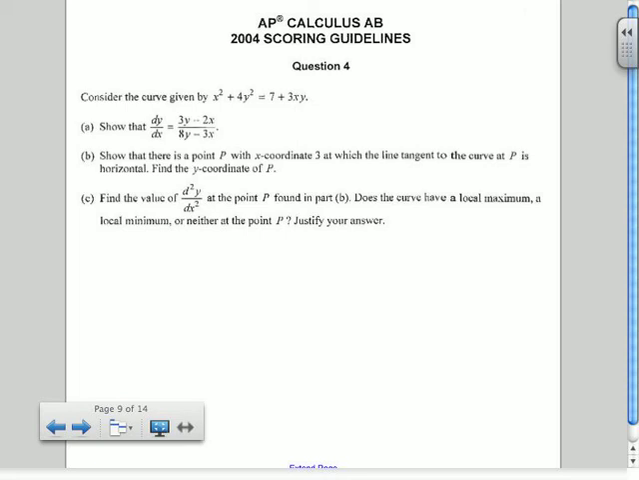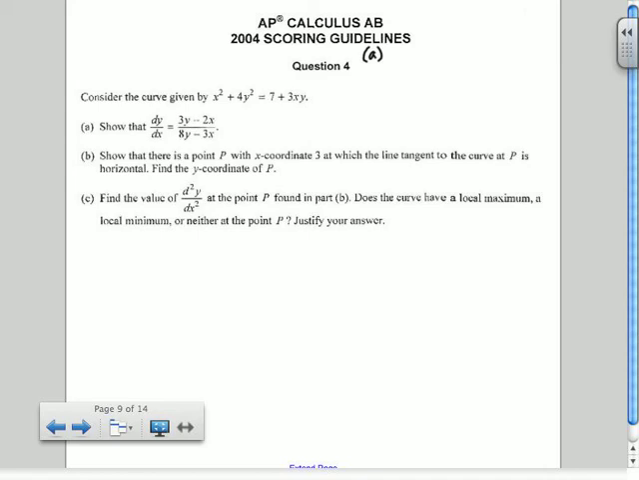Okay, the AP exam does this pretty often where you have to verify that something's true, so you have to derive it. The reason they do this is so that you can use this later on in the rest of the question without necessarily having to get all of A correct. All right, so part A. If I'm going to verify that dy over dx equals all of this, I need to differentiate implicitly. And the reason I know that is because I have a 4y squared and a 3xy, so there isn't really a nice way to isolate y to get it by itself.